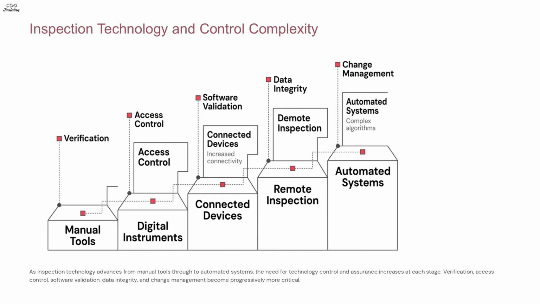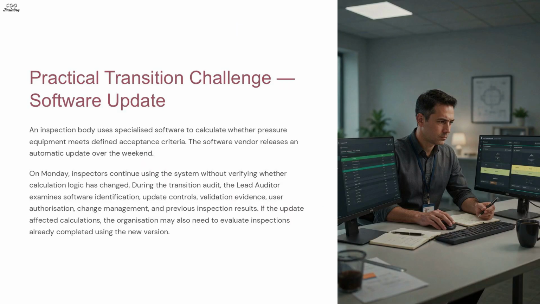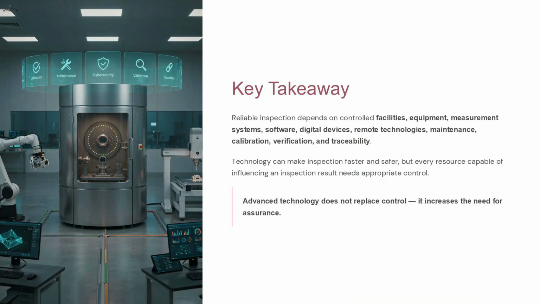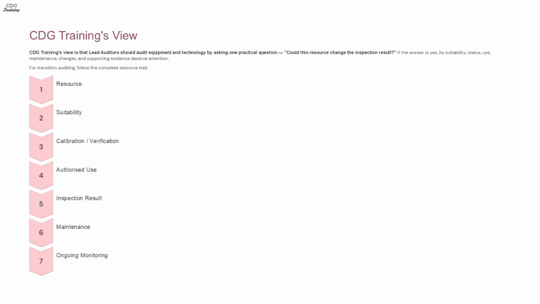Inspection technology is complex, requiring careful control and management to ensure reliability and accuracy. Software updates pose practical challenges during transitions. Auditors must ensure updates don't affect inspection accuracy. Advanced technology enhances inspections but requires careful resource management to ensure reliability. CDG Training emphasizes auditing equipment and technology to ensure they don't compromise inspection results.